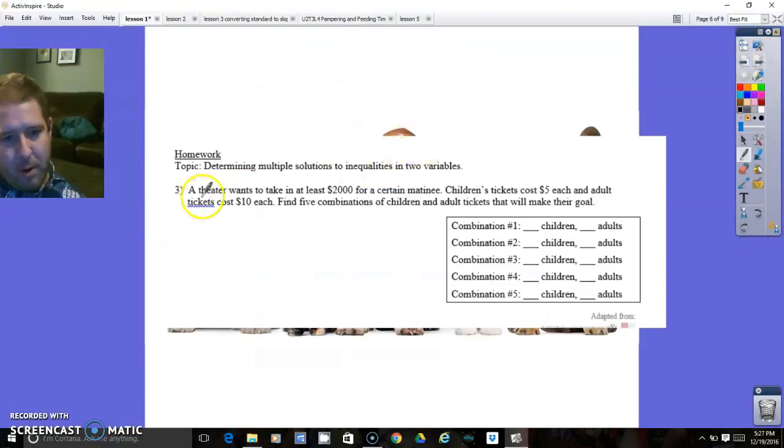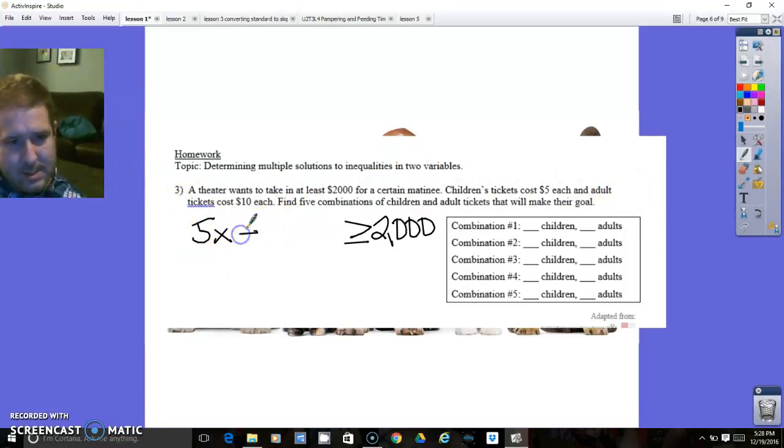Okay, so the homework, determining multiple solutions to inequalities in 2 variables. A theater wants to make at least $2,000. So that means not less than, greater than. They want to make at least $2,000 for a certain matinee. Children's tickets cost $5 each, so let's make those X for children. And adult tickets cost $10 each. We'll make that Y. Find 5 combinations of children and adult tickets that will make their goal.